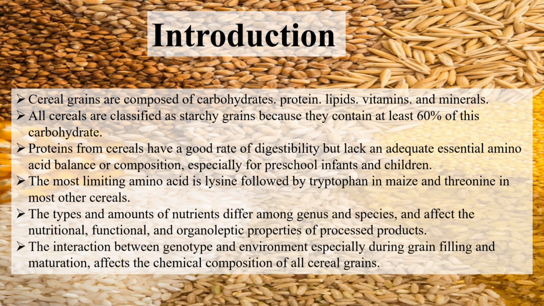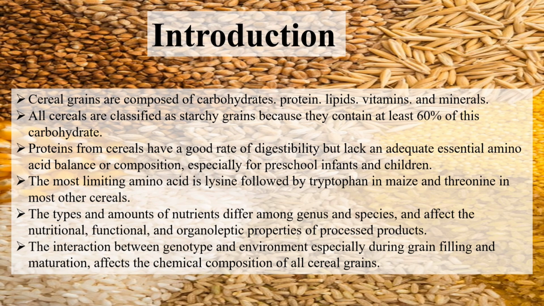Proteins from cereals have a good rate of digestibility but lack an adequate essential amino acid balance or composition, especially for preschool infants and children. The most limiting amino acid is lysine, followed by tryptophan in maize and threonine in most other cereals.